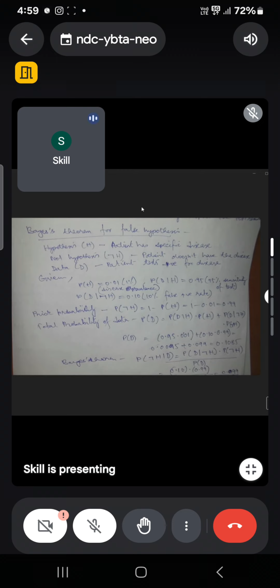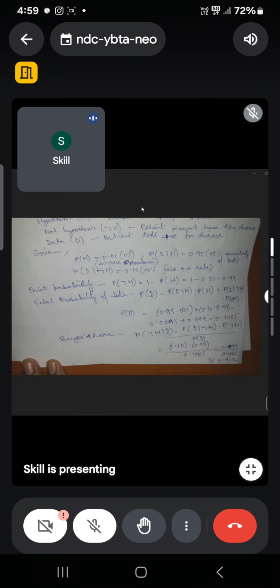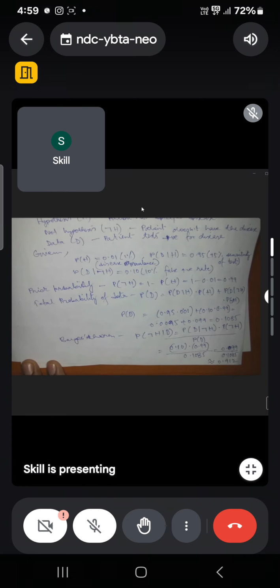For that, we are calculating the prior probability, like in the example before. And then calculating the total probability of the data. Then finally, we are getting all the values, and we are putting them in the Bayes theorem for not hypothesis formula. And at last, we are getting the result as 0.912 or 91.2%. Just see once.